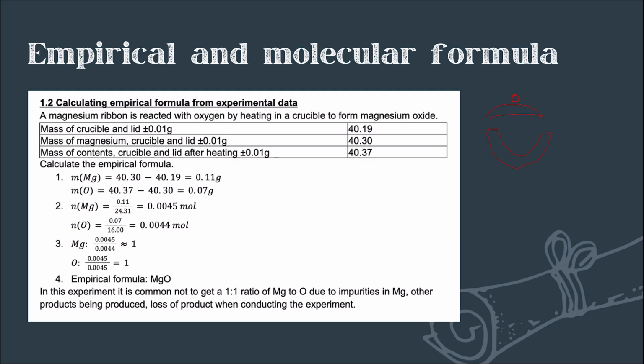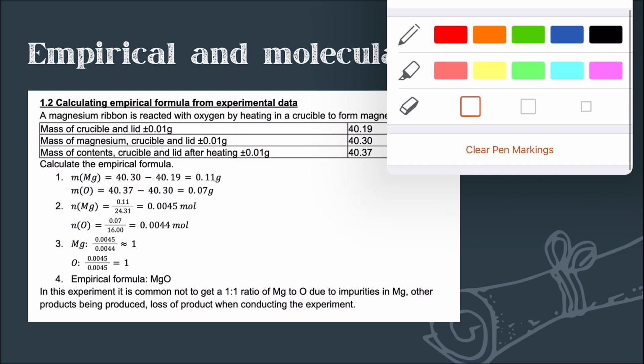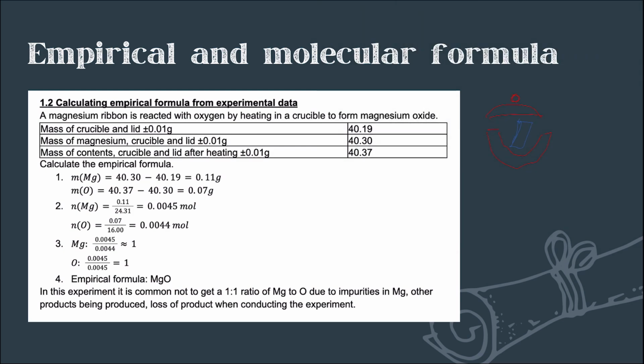So here, let's say we have our magnesium ribbon, and we are heating that. Say that this is our Bunsen burner. Then they've given you certain values. They've given you the mass of the crucible and the lid on its own, the mass of magnesium, the crucible and the lid, and the mass of the contents, crucible, and lid after heating. Calculate the empirical formula.